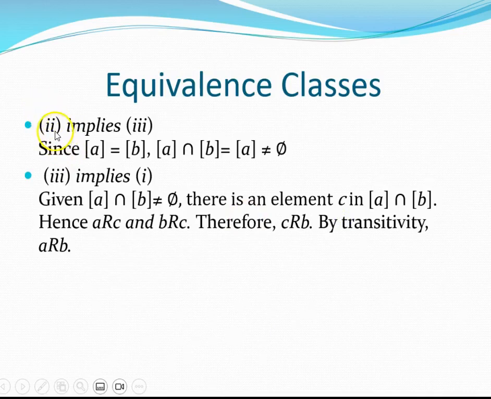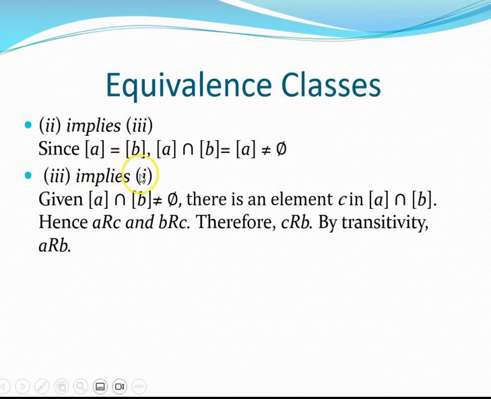How do we prove that 2 implies 3? 2 means that the class of a is equal to the class of b. What is then the intersection? It is the class of a. But the class of a contains the element a, so it is not empty, hence the intersection is not empty. And this is just the statement 3.